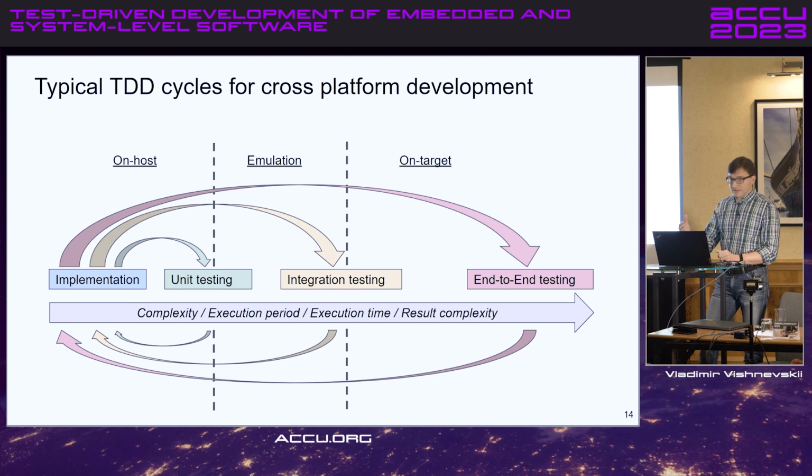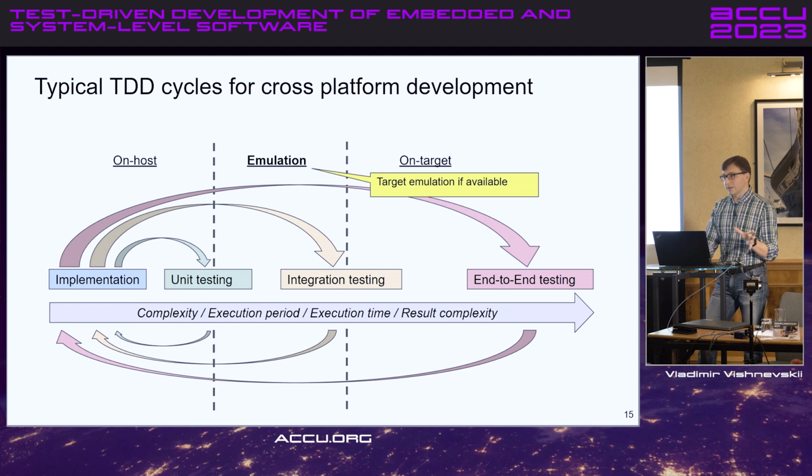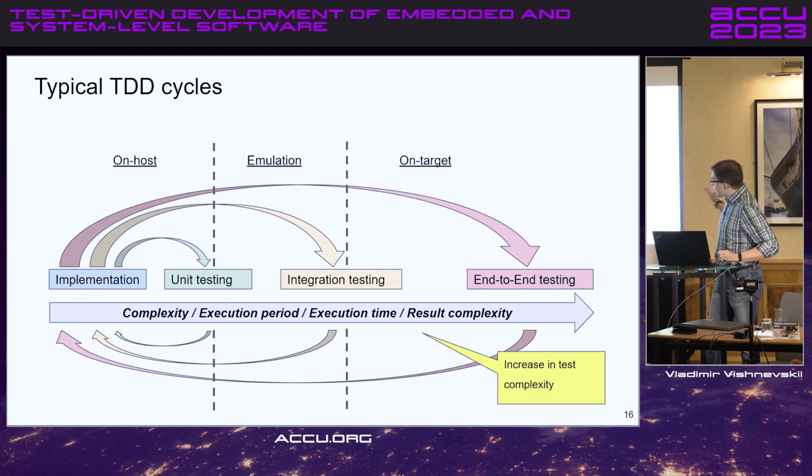For cross-platform development, including embedded, we also have some intermediate state, where we need to have something executed on emulation if it is available. Otherwise, it ships on target. We can also see that this arrow shows an increase in the complexity of the test implementation and of the test results, plus an increase in the runtime of the test, so how long it takes to execute one, and how often we execute the tests. So the execution period increases, so the frequency is kind of reduced.